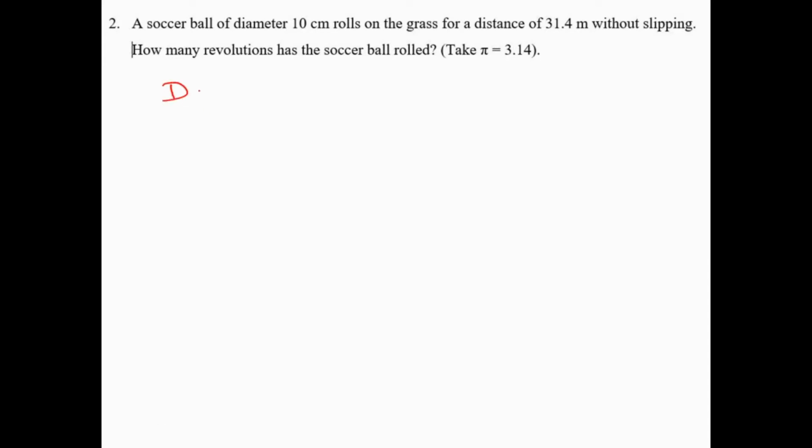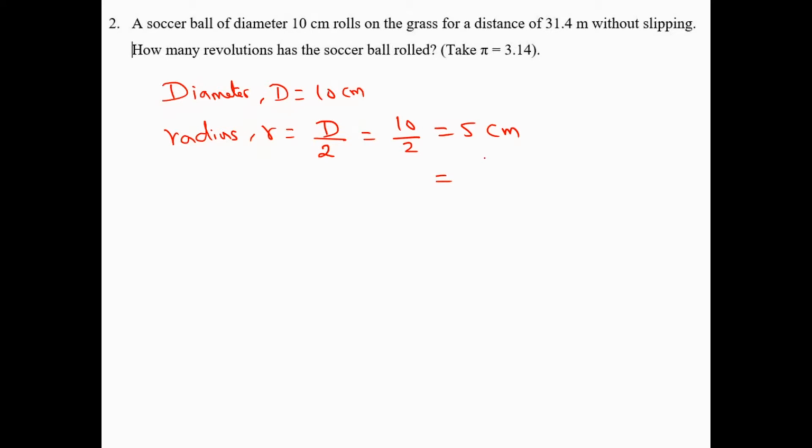Diameter of the ball is given. What is the diameter? Diameter of the ball, d, is equal to 10 centimeter. So if you want to find the radius from the diameter, it is equal to diameter divided by 2, so 10 centimeter divided by 2 gives you the answer of 5 centimeter. So you have to convert this 5 centimeter into meter, which is nothing but 0.05 meter. You divide this number by 100, and that number is in terms of meter. So this is our radius.